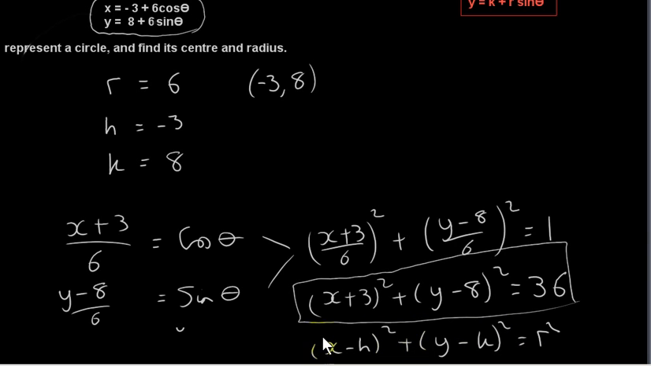So we saw this before. It's the general equation of a circle with centre h, k and radius r. And we can read off the centre. We just change the signs of these two values. So h is minus 3, k is plus 8, as we have up here. And since r squared is 36, r must be the square root of 36, which is 6.